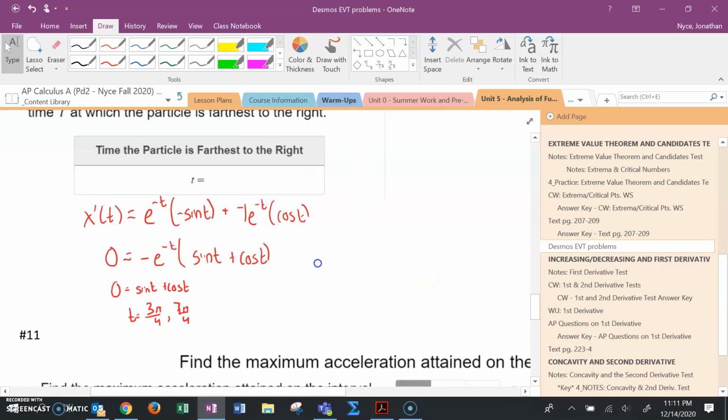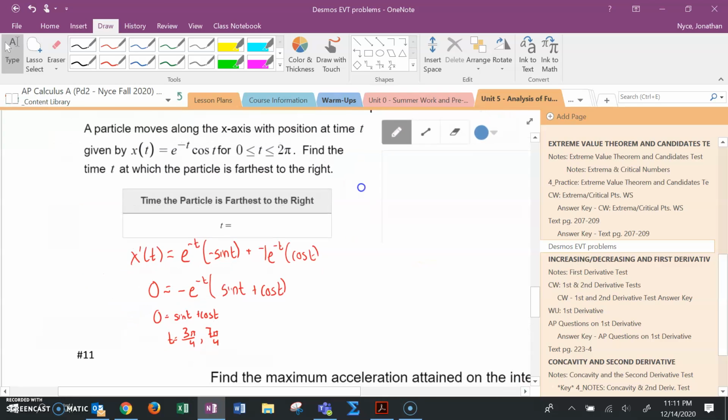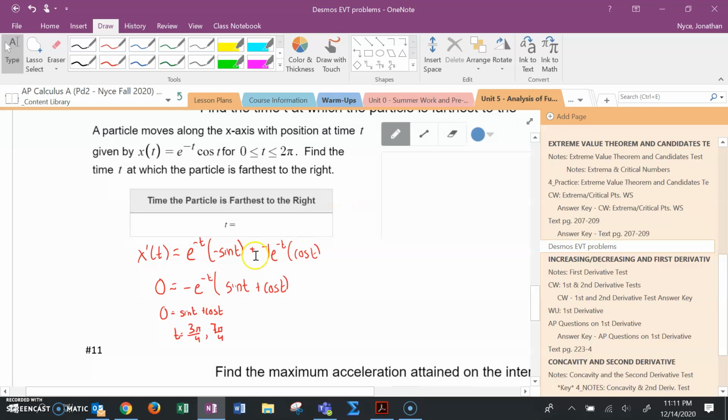So if we want to find critical numbers of this function, we find the derivative, set it equal to 0. For the derivative, you need to use a product rule. We end up with this mess. If we set this equal to 0, obviously e to any power can never ever be 0. The only way that this derivative could be equal to 0 is if sine t plus cosine t is equal to 0. This will only happen when sine and cosine have the same absolute value but different signs.